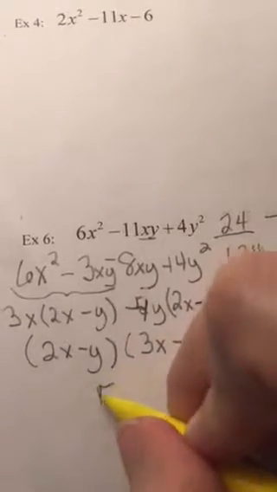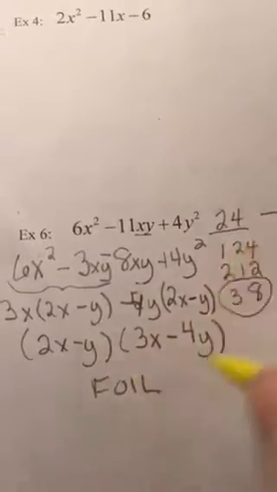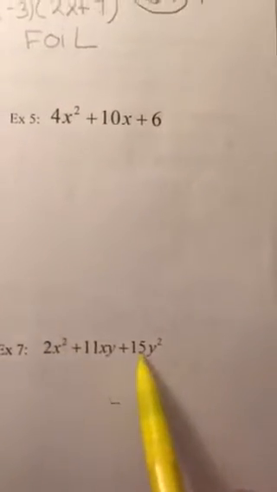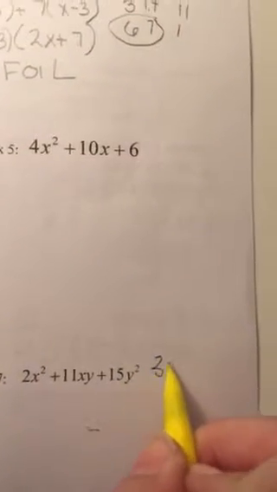And of course, you definitely want to FOIL this and check your answer. All right, let's tackle one more that has kind of some extra variables to it. All right, so same process, 2 times 15, so I'm going to get a 30.